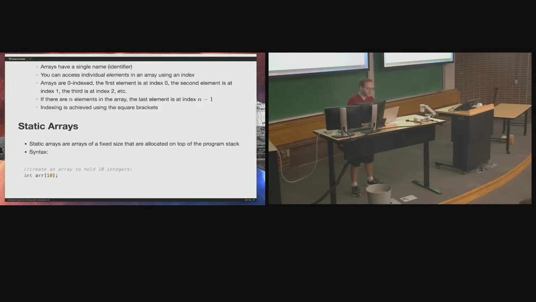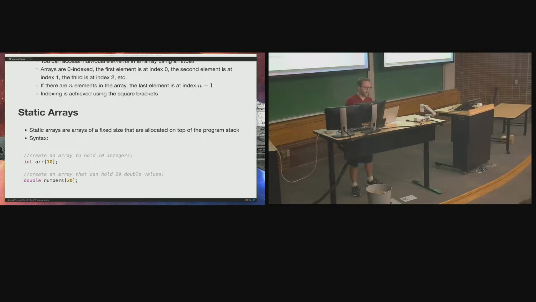Let's go ahead and create an array that can hold 20 double values. So using the first one as an example, what do you think we should do? I should change the type to double. I certainly need to call it something else. Let's call it numbers in this case. And then I need to provide a size, 20, right? Okay.